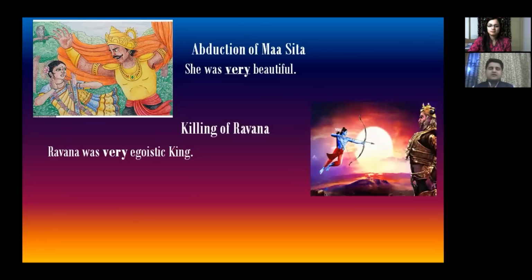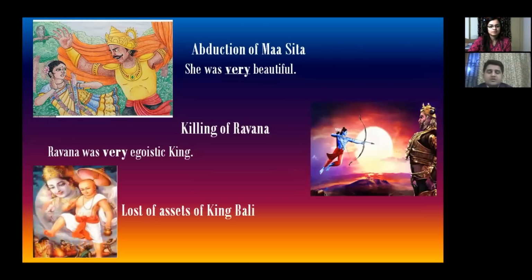Again in Ramcharitmanas it is given that Angad, Vibhishan, Kumbhkaran, and Lord Hanuman all tried to explain in front of Ravan that Ram is not a normal human being, he is an avatar of Lord Vishnu. But because of his ego, he never accepted it, and because of that he was killed. And a similar story is related to Raja Bali. Raja Bali lost all of his assets to Vaman avatar because he was very charitable.